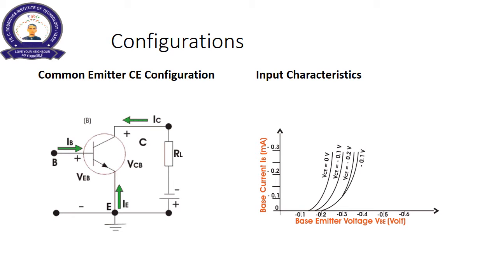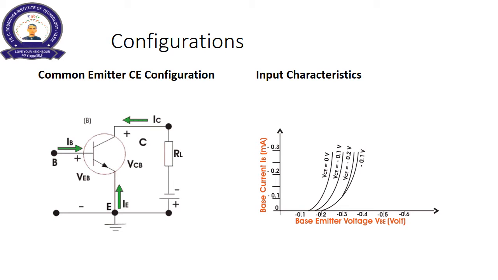The second step is, we apply a varying voltage between the base and the emitter terminal. By varying this voltage, we can measure the variations in the current and voltage across the base and the emitter terminal. For the various values, when VCE is equal to 0 volts, when it is short circuit, we plot the characteristic. When VCE is 0.1 volt, we plot the characteristic, and accordingly.